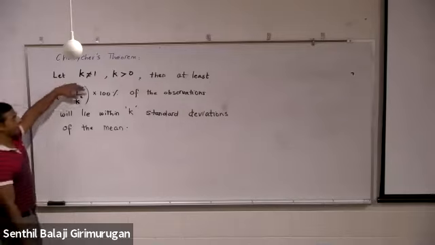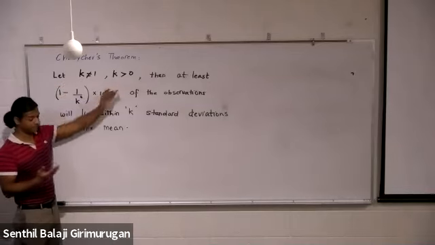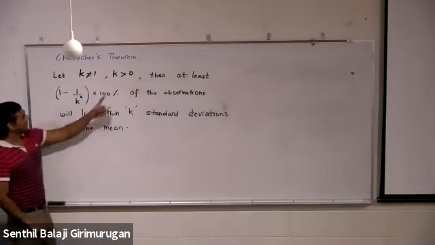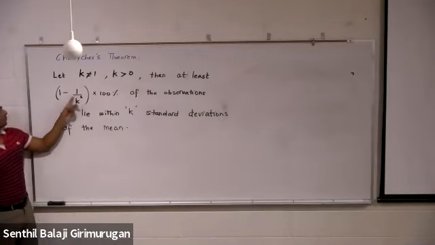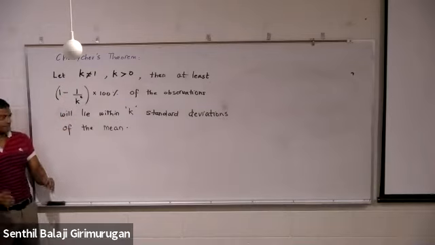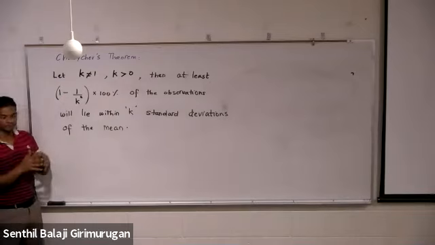So if k is not equal to 1, and if k is bigger than 0, in other words, it has to be bigger than 1, then at least 1 minus 1 over k squared percent of the observations in the data will lie within k standard deviations from the mean.